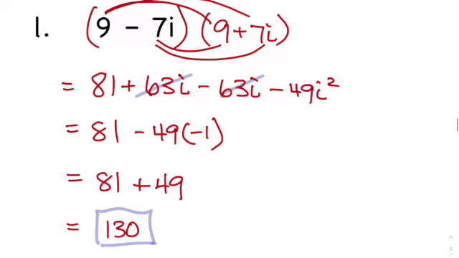So here's letter I. When you look at letter I, I wrote down the conjugate. There's the negative sign, there's the positive sign. 9 times 9 is 81. 9 times positive 7i is positive 63i. Negative 7i times 9 is negative 63i. Negative 7i times positive 7i is going to be negative 49i squared. 81 is right here. Negative 49 is right here. i squared is negative 1. Negative times negative becomes positive. 81 plus 49 is 130, and that is letter I.